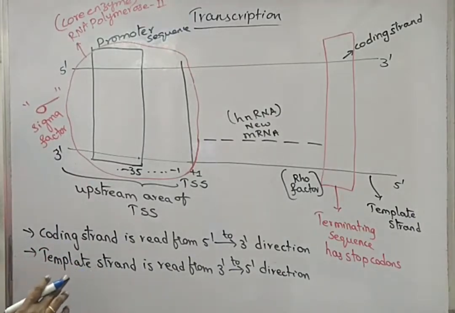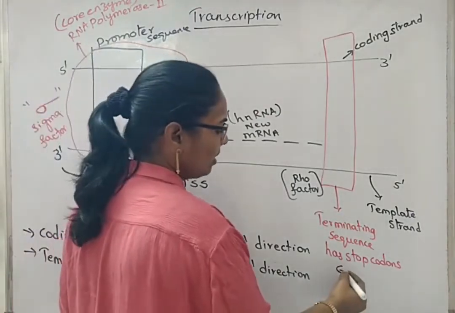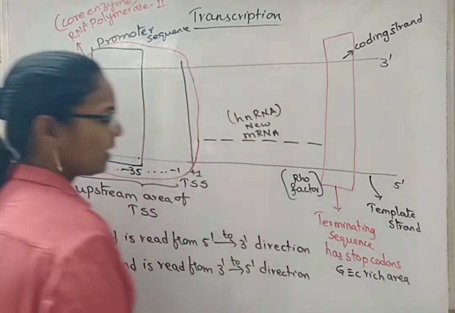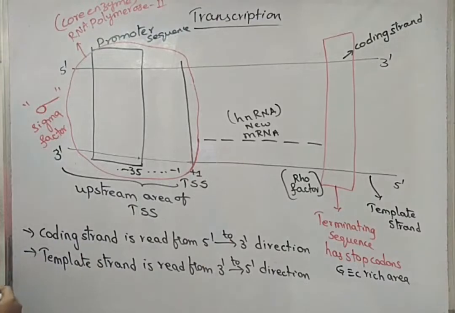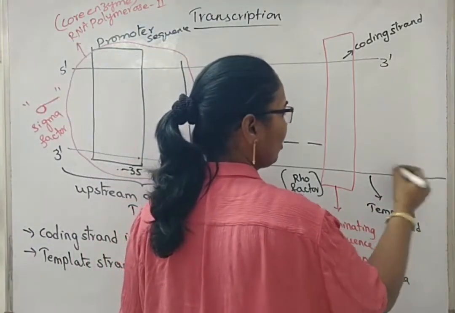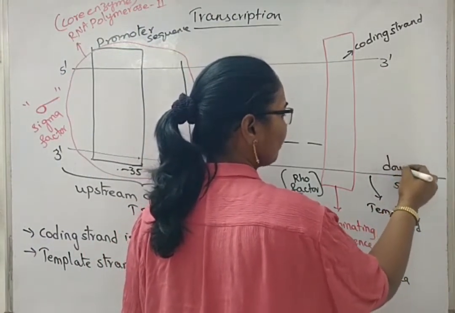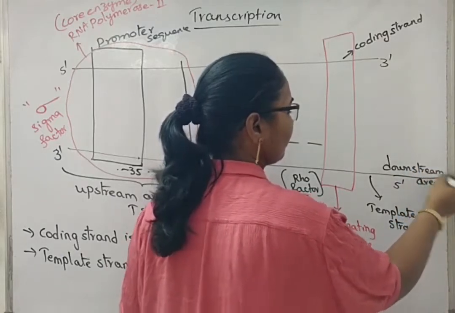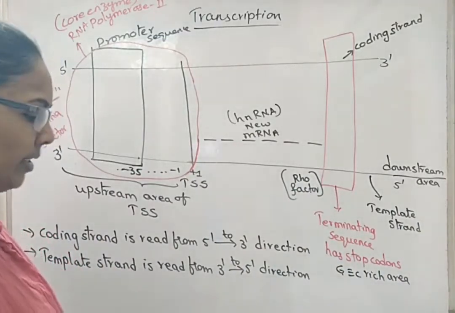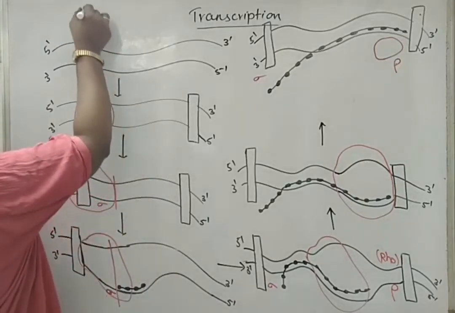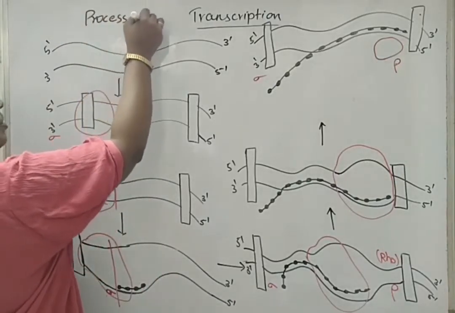So, these are the main points. We can also write one more point here: GC rich area, guanine and cytosine rich area. So, this is about the areas that are present. Here we have written upstream area, so this area can be called the downstream area of the transcription unit. Now we will see the process of transcription.